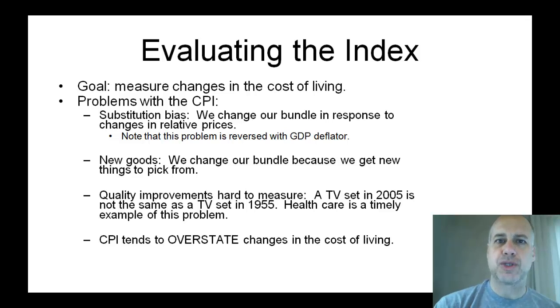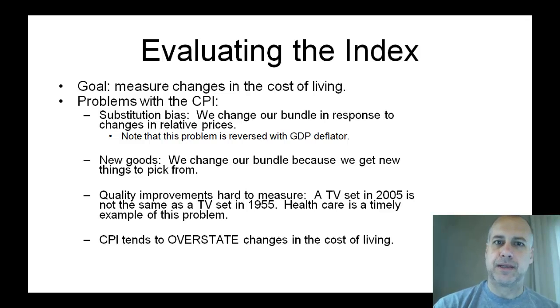The first one we'll talk about is what we call the substitution bias. Suppose that the two goods in our index bundle are Coke and Pepsi, and consumers view Coke and Pepsi as perfect substitutes. If the price of Coke goes up by 10% and the price of Pepsi stays flat, we might say that on average prices have risen by 5%. But to consumers who can simply substitute Pepsi for Coke, they see zero increase in effective purchasing power.